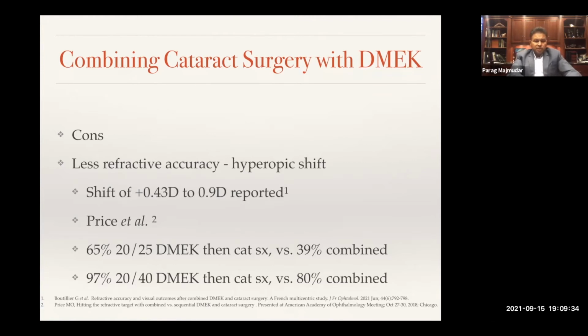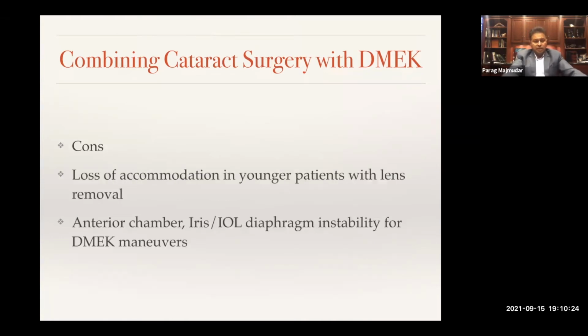And another study that Price and his group presented in 2018 at the AAO meeting was that when you have a combined procedure versus DMEK alone, there's definitely less refractive accuracy. Patients who had DMEK and then cataract surgery had a higher percentage of patients who were 20/25, 65% versus 39% when you did it all in one sitting. And 97% were 20/40 when you did sequential DMEK and then cataract surgery, compared to 80% 20/40 or better with combined surgery. So this is not difficult to overcome, but you certainly need to be aware of that as a cataract and DMEK surgeon.